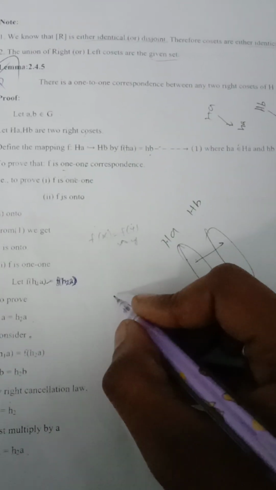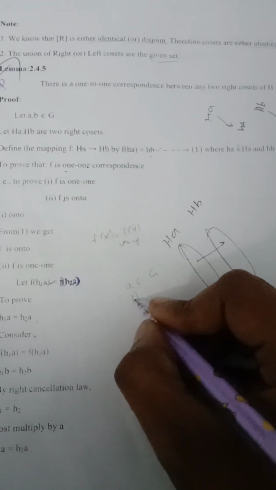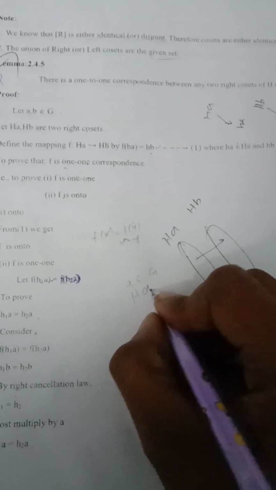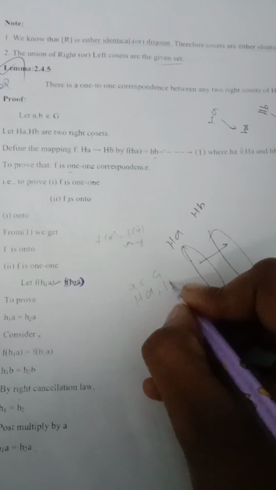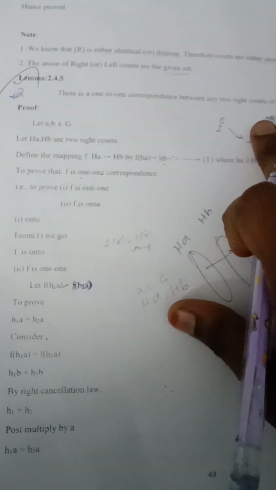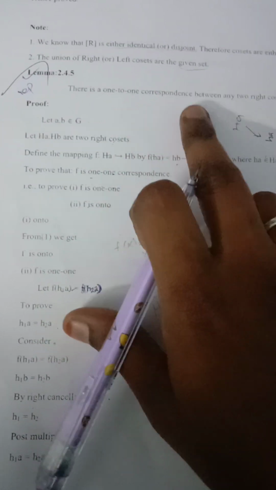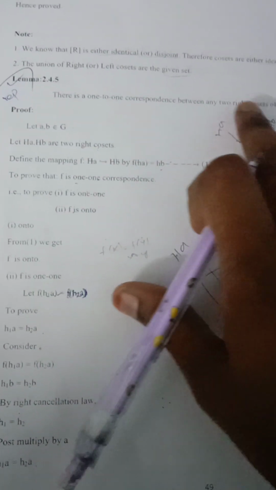the element a belongs to G, and the right coset of a subgroup with that element in G. So Ha and Hb are the two right cosets we took. So we want to prove that there is a one-to-one correspondence between the two right cosets.